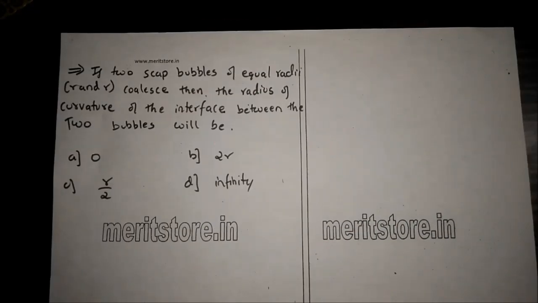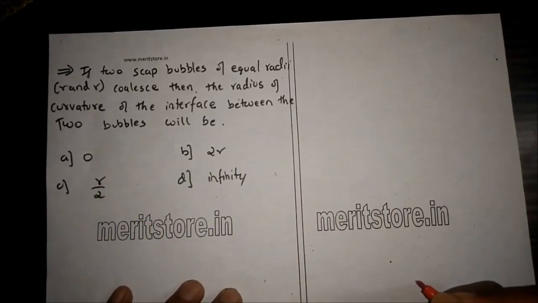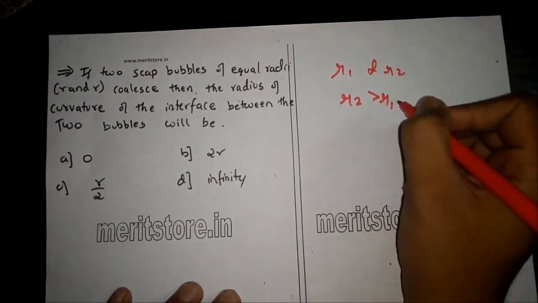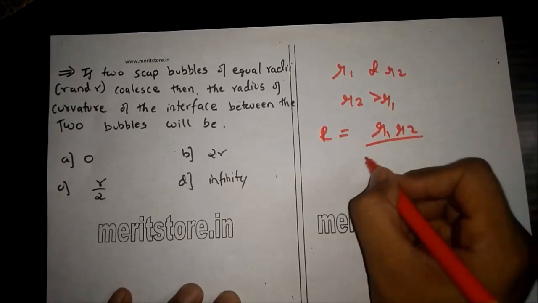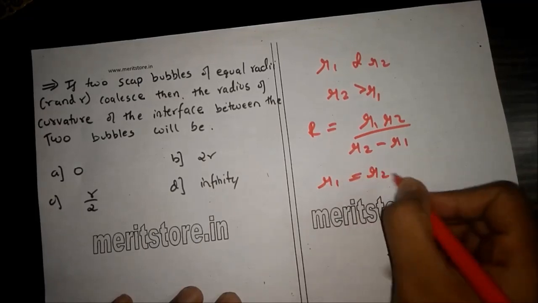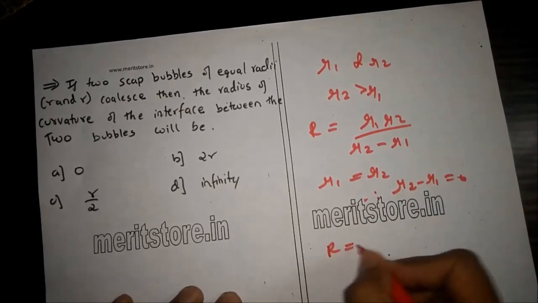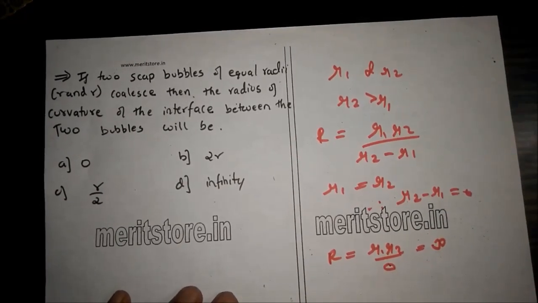Two soap bubbles of equal radii R and R coalesce, then the radius of curvature of the interface between the two bubbles will be A 0, B 2R, C R by 2, and D infinity. Now, for two soap bubbles of radii R1 and R2, where R2 is more than R1, the radius of curvature of the common interface is given by R is equal to R1 R2 upon R2 minus R1. But in this case, R1 is equal to R2. Therefore, R2 minus R1 will be 0. Therefore, R will be R1 R2 upon 0, which is infinity. Therefore, here the correct answer will be option D.